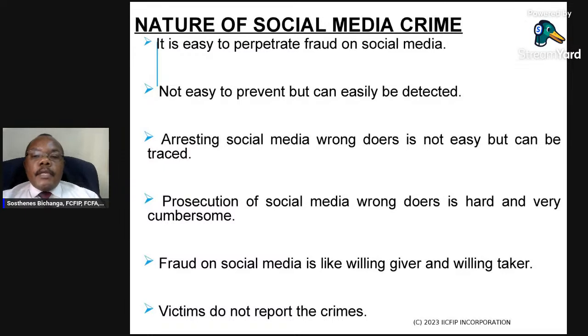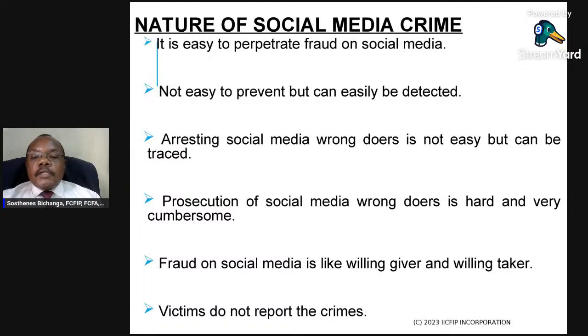Nature of social media crime. It is easy to perpetrate fraud on social media. Very easy by impersonation. Many people, as we speak now, have been defrauded on social media by impersonation. Not easy to prevent, but can easily be detected. It is not easy to prevent crime happening on social media, but it can be detected.